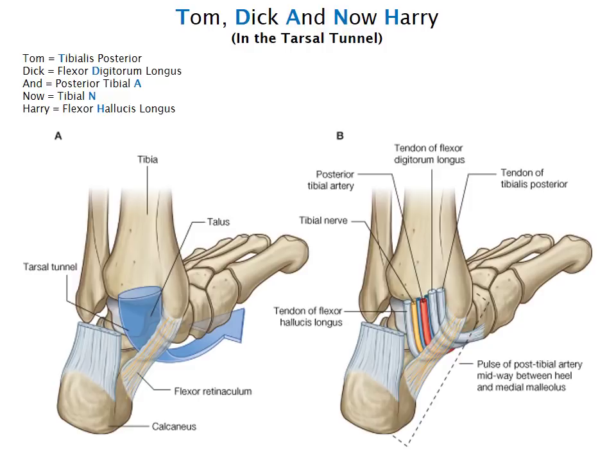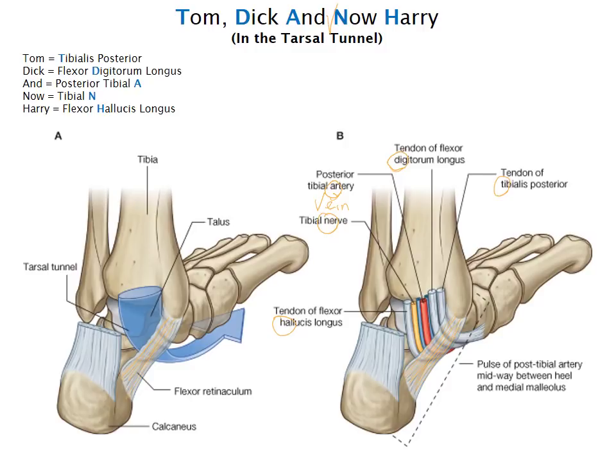Within this tunnel, there is a clear relationship and order to the structures passing through, and we use the mnemonic Tom, Dick, and now Harry. Some people will say Tom, Dick, and very nervous Harry, with the V coming in right there. So Tom stands for tibialis posterior. Dick is for the digitorum. A is for the artery. N is for the nerve. If we had a V, that's for the vein. And Harry would be for the hallucis.